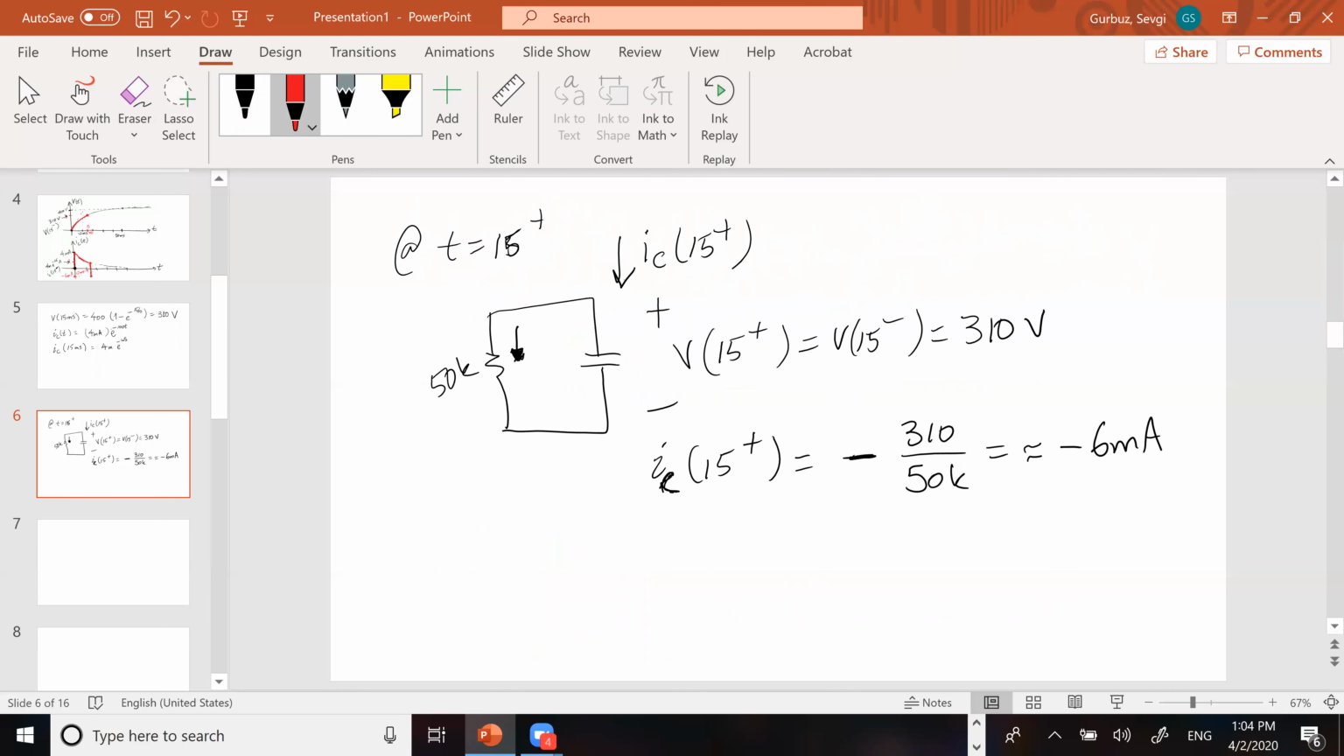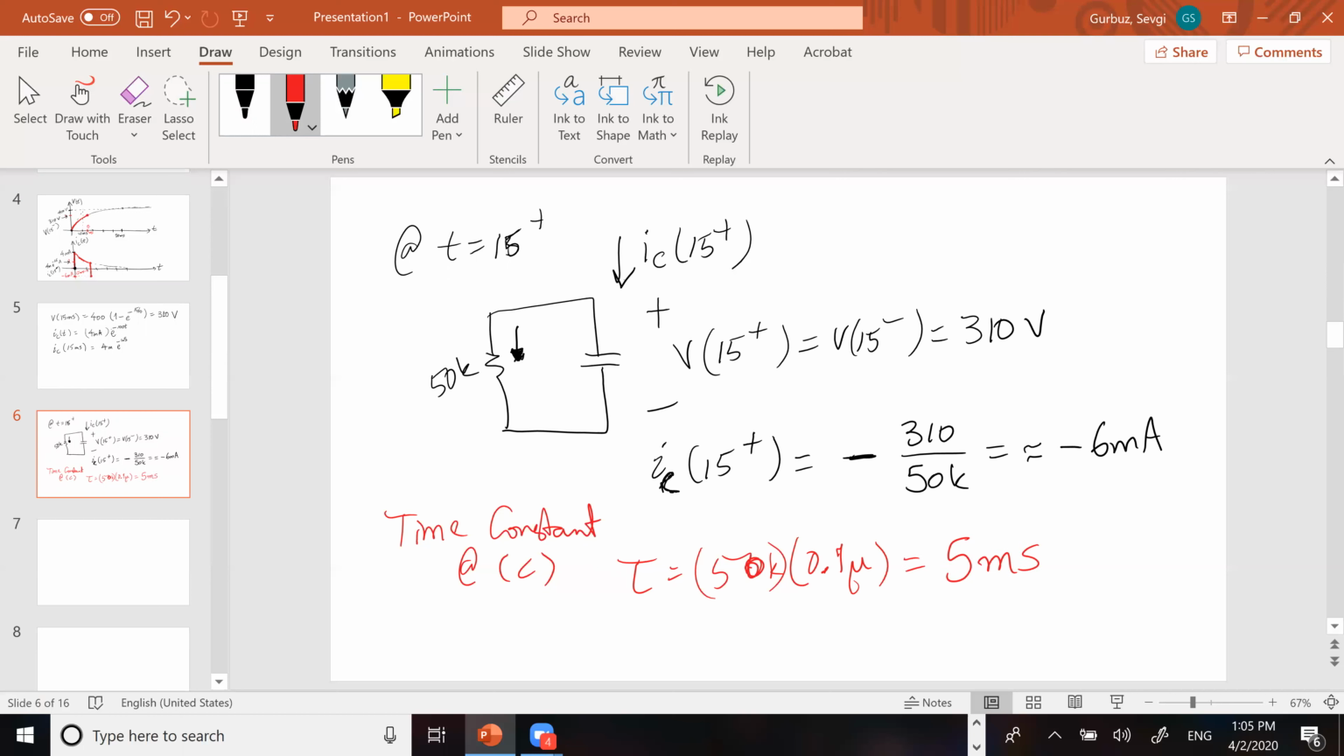The next thing that we have to consider is what the time constant is going to be like. To figure out the time constant, again, you have to consider what the capacitor is connected to. And in this case, we're only left with a resistor and a capacitor. So by observation, we can see that at position C, the time constant is going to be 50 kilo ohms times the value of the capacitor, which was 0.1 microfarad. So let's make sure we keep in our units here. And if you multiply that out, you'll get that the new time constant is 5 milliseconds.